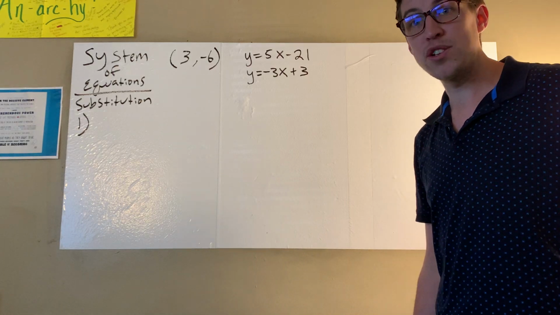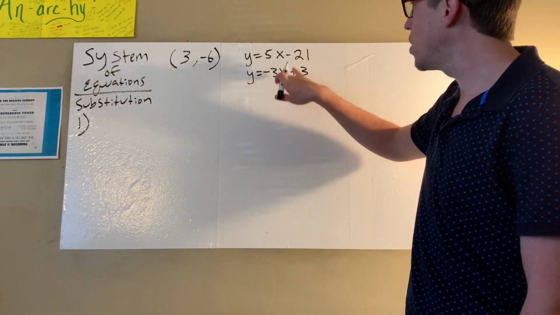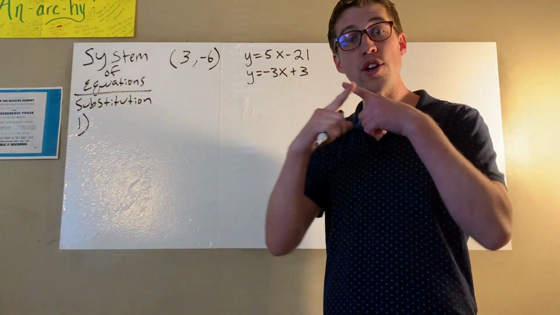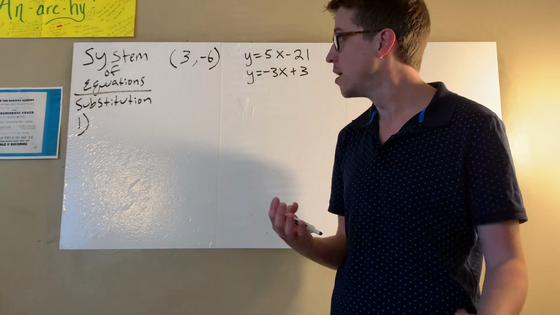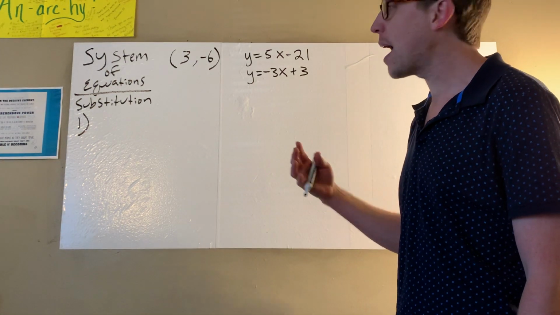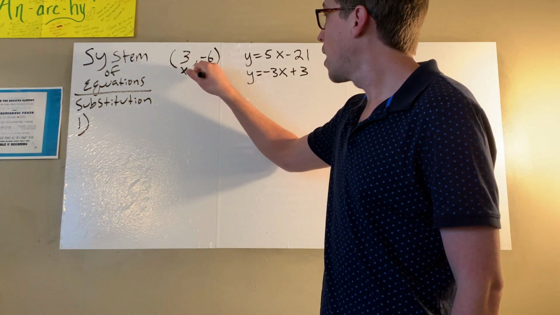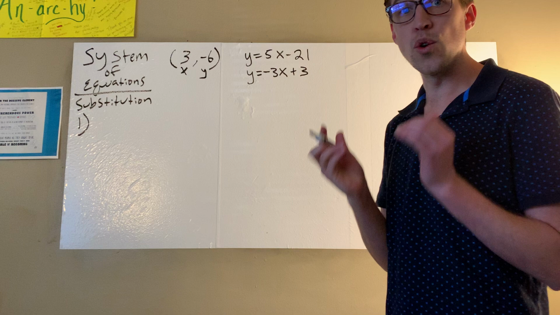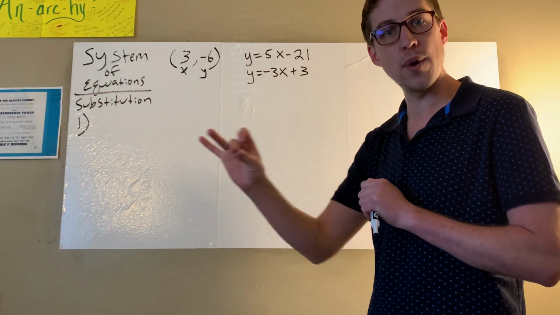So, as we mentioned with the graph, we know that when we have a system of equations, we have two different equations and we want to know where they're going to hit each other, where they're going to intersect and have a shared point. Now, we already know from the graph that they intersected when x was 3 and y was -6. Your ordered pair always gives you your x, then your y, just like the alphabet, x, y, z.